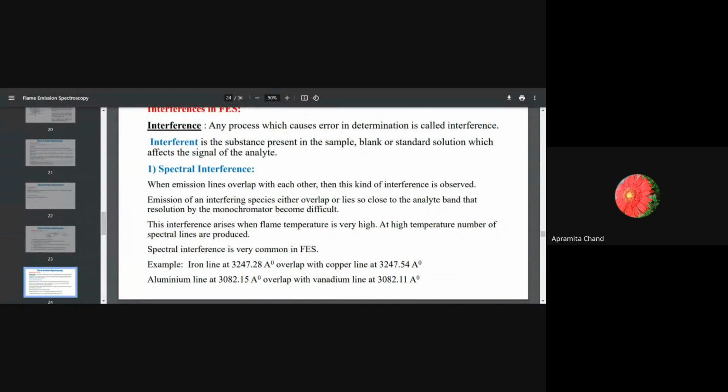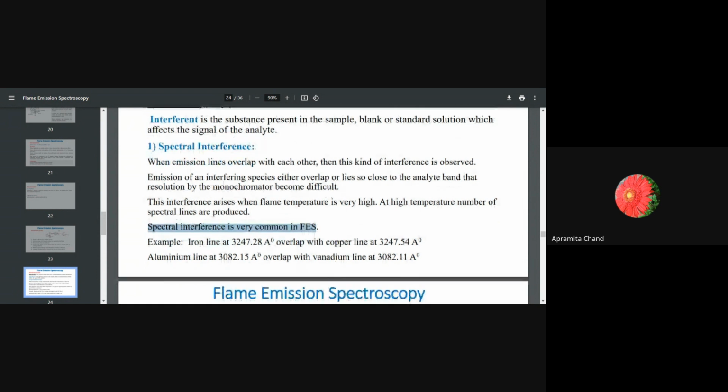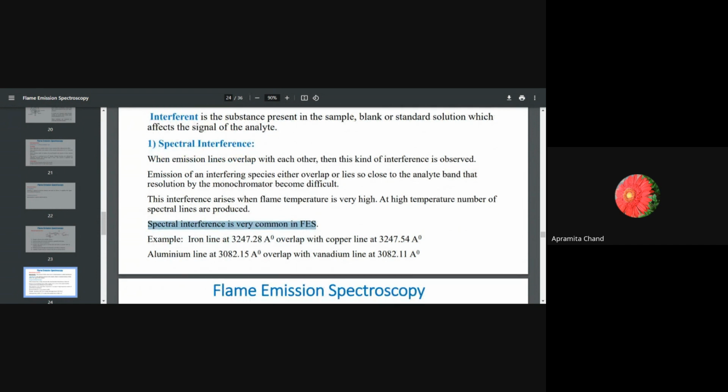Now, like we had seen in AAS, different kinds of interference are there. It's the same kind of thing, but here the spectral interference is very, very common in FES, which was not there in AAS. It was kind of a one-off thing, but here in FES, it's a very common thing because the iron line is overlapping with the copper line. Sometimes the aluminum line is overlapping with the vanadium line. So it gets very difficult for the FES to detect which line is which.